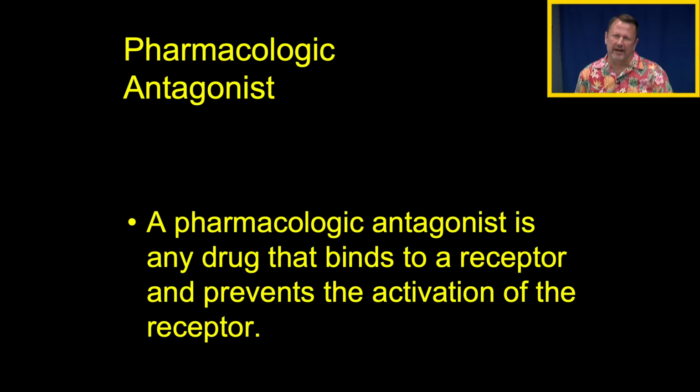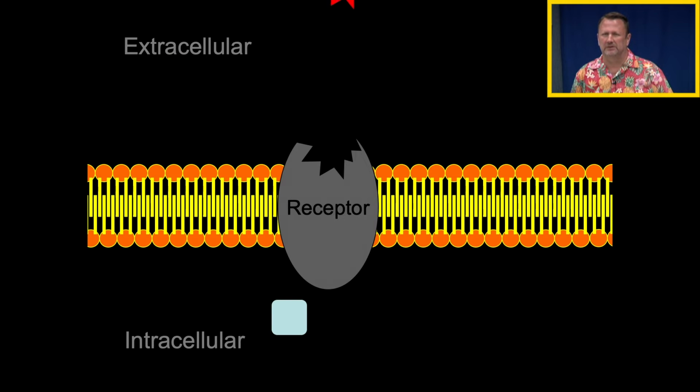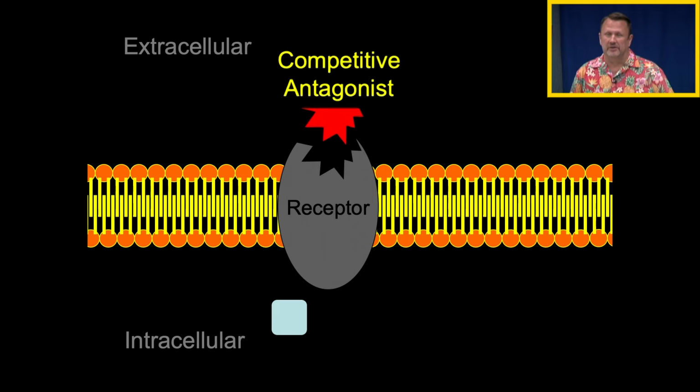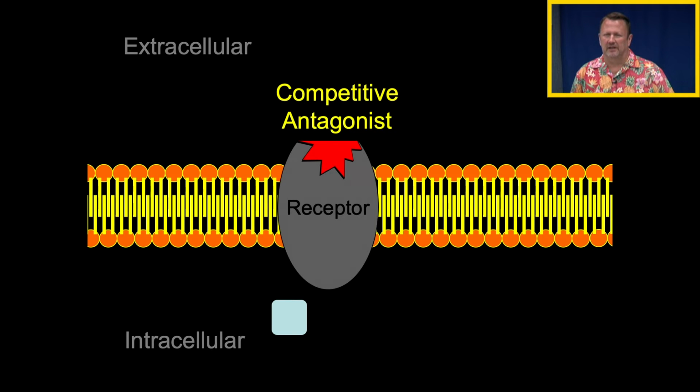All right, so let's talk about an antagonist. All right, the word pharmacologic just means it's binding to the receptor. Antagonist means it prevents activation of the receptor. All right, and there's going to be two types of antagonists we're going to talk about. All right, so here's the competitive antagonist, and it is bound to the agonist binding site.